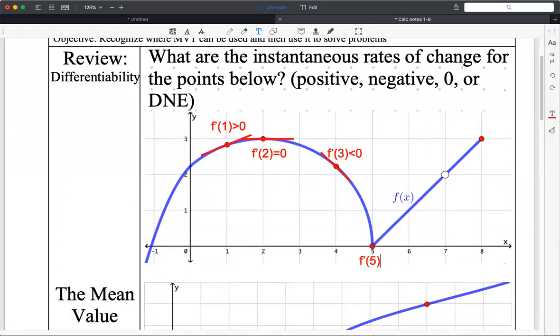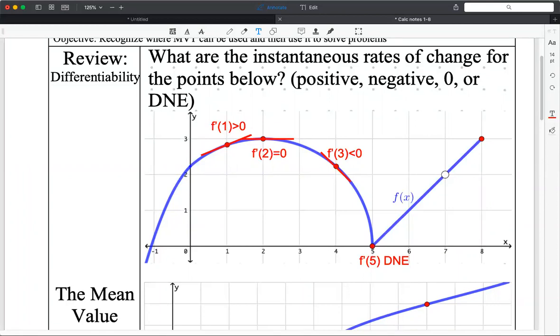0 from Fiona. Does not exist from Andrea. 0 from Chris. 0 from Teflon. Yeah, this one is a DNE. But now I'm waiting for a quiet raised hand. Tell me why it's not 0. Tell me why it is a DNE. Yeah, Fiona. Because it's a sharp corner. Sharp corner, one of the 3 things that will make it not exist.